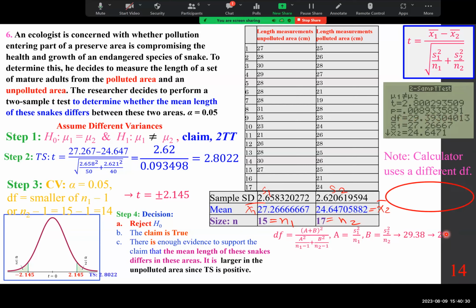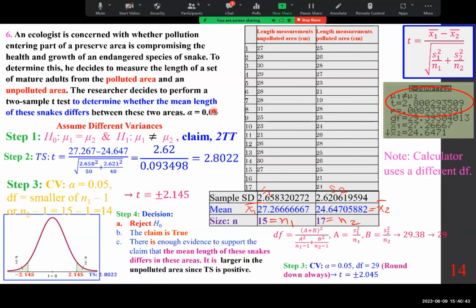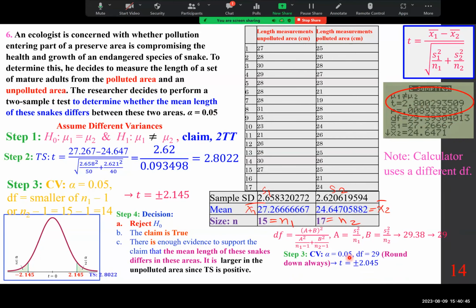In that case, take a look at this one. This is the T that has been calculated here. And this is the p-value. As you can see, the p-value is less than the choice of alpha, which is 0.05. Now, for the critical value, alpha is 0.05, degrees of freedom is 29 because you round it down, and T is 2.045.